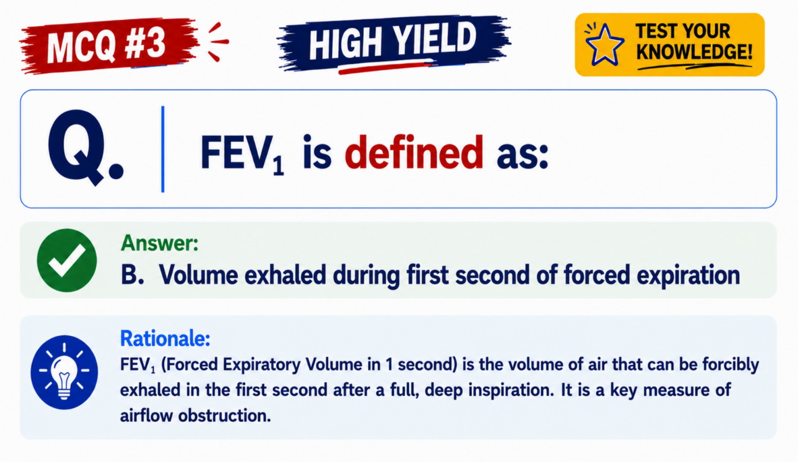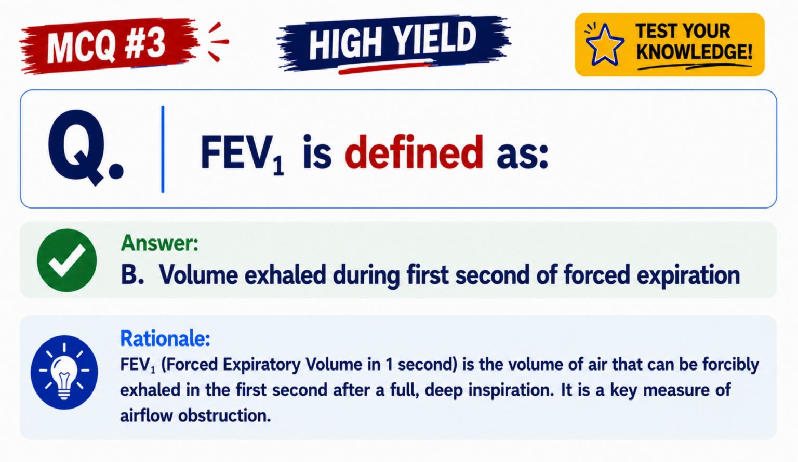The first second captures the majority of the forced vital capacity, because in healthy lungs, expiratory flow rates are high, and most air is expelled quickly. In obstructed airways, asthma, COPD, expiratory flow is limited. It takes longer to move air out. FEV1 is reduced because less air exits in that critical first second. FEV1 is used to diagnose obstructive lung disease, quantify severity, monitor disease progression, and predict perioperative respiratory risk.